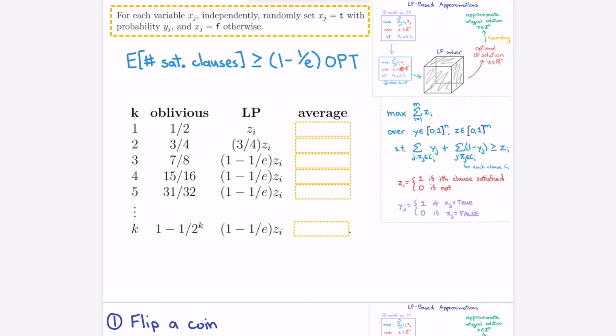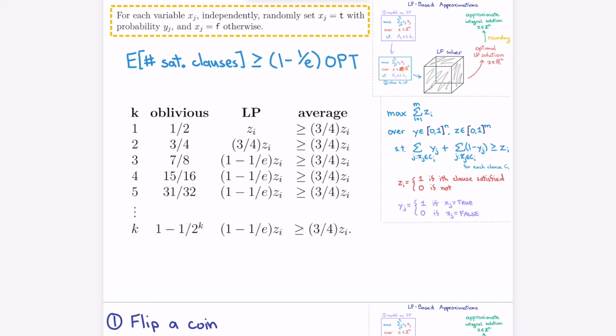Now, what's kind of interesting about this is that the average of the two in zi is like 3/4. And of course, 3/4 and 3/4, the average is at least 3/4 zi. And here you need to do the math, but the average of 7/8 and 1 minus 1 over e is also at least 3/4. Don't know exactly what it is, but I promise it's at least 3/4. And then the rest are even bigger.